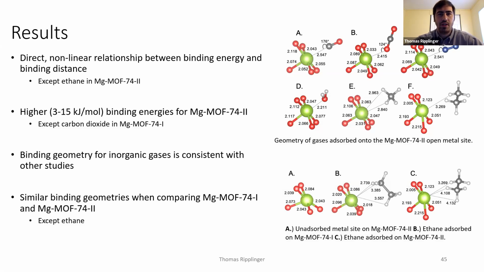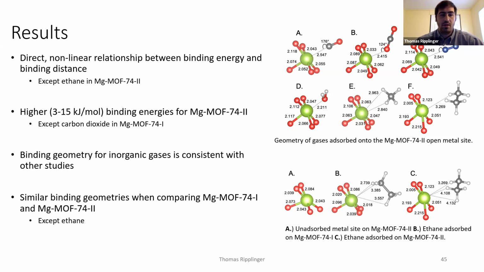All right, so more details on these results. By comparing these with other gases, we saw a direct but non-linear relationship between the binding energy and the binding distance. The exception in this case is ethane for MOF74-2. Part of this may be because there's actually less distance between the oxygen atoms and the ethane molecule, even though there's more distance between the metal and the ethane molecule. Like I said earlier, there are higher binding energies in general for MOF74-2, with an exception for carbon dioxide in one case. The binding geometries between the two structures are very similar, with the one case I mentioned earlier.